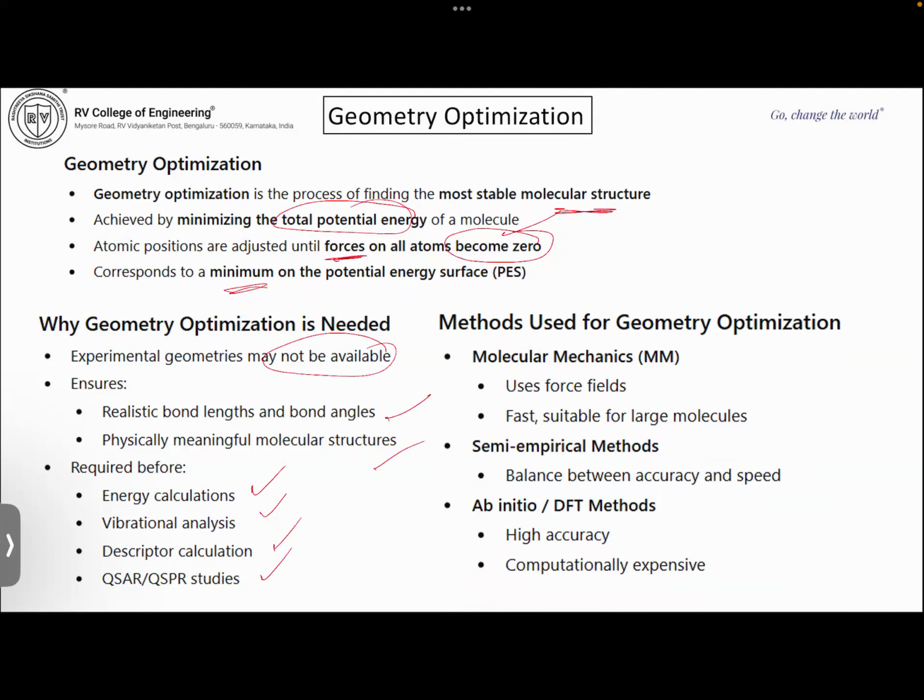So what are the methods used for geometry optimization? There are various methods. The first one is molecular mechanics, which uses force fields. It is fast and suitable for large molecules. Then semi-empirical methods, which balance accuracy and speed. And the third one is ab initio or DFT methods. DFT methods have high accuracy but are computationally a little expensive.